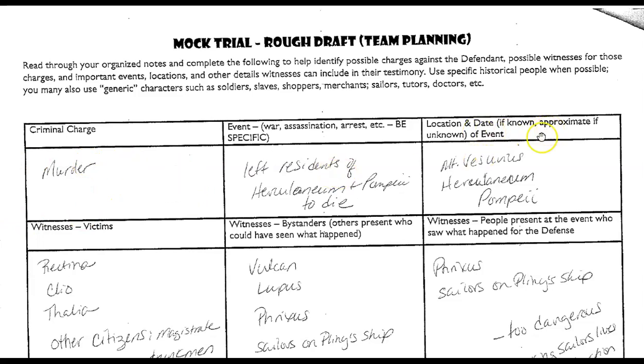So the location and date, I should have put 79 AD. We do know the date was August 24th, 79 AD. I should have put that on here, okay? It was at Mount Vesuvius. The cities were Herculaneum, Pompeii. Could have added Stabia. I could have added Villa Pomponiana, right? Those are all specific things that were in the letters that we know were historically accurate.